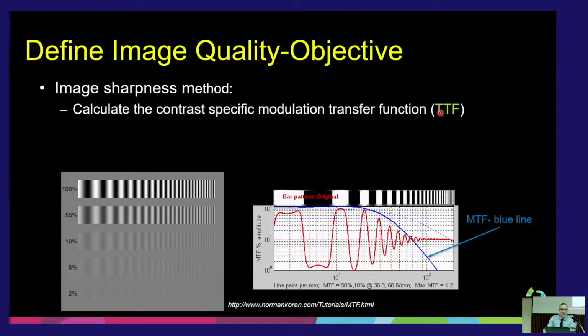So we needed to talk about some mathematical metrics that can characterize these various different tasks. Such as image sharpness. The one that we use quite often in physics is called the contrast-specific modulation transfer function. It looks like MTF because it is an MTF, but it is specific to whether we measure this in a high contrast object or a low contrast object. That MTF, that modulation transfer function, will change. So that's why we call it a contrast-specific or task-based specific MTF.